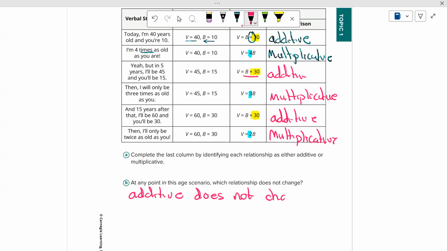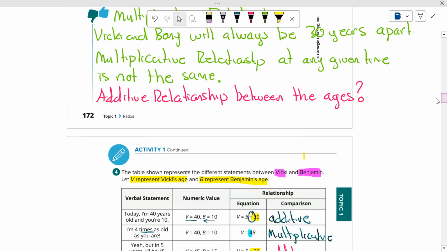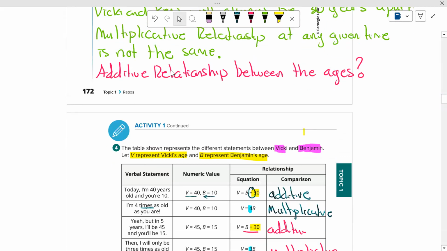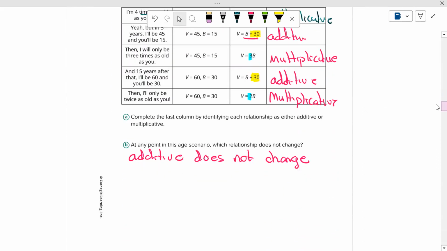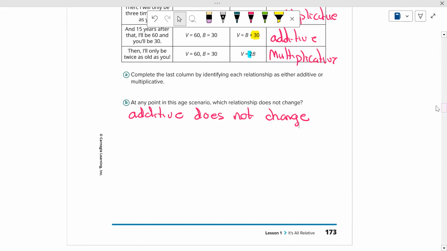And if you did that question I offered you on page, what was that page again? Page 172, that's where I was going at. What was the additive relationship between the ages? The additive relationship was adding 30 and it does not change. All right, great work, y'all. Bright kids. So we officially completed page 173.